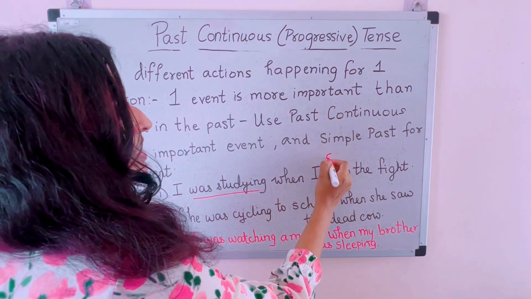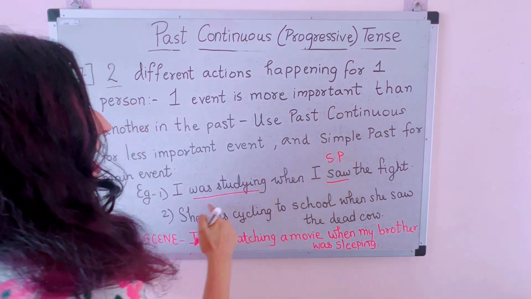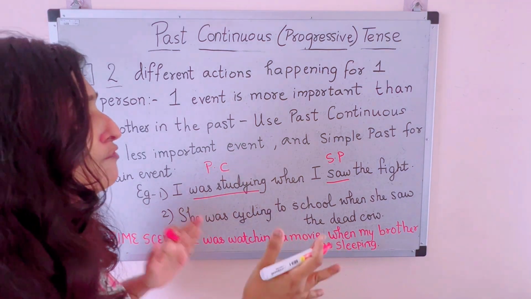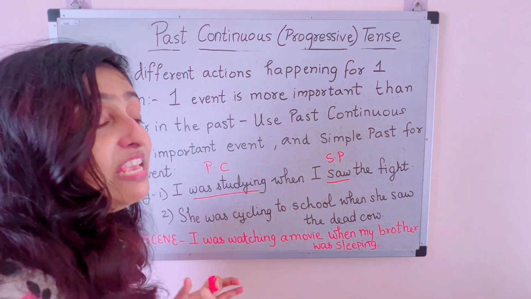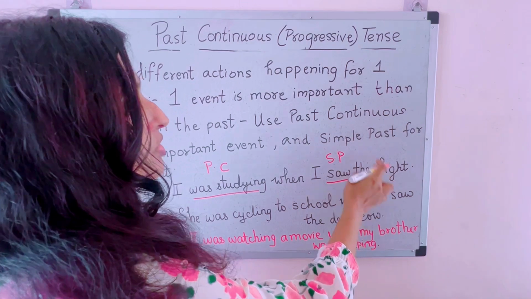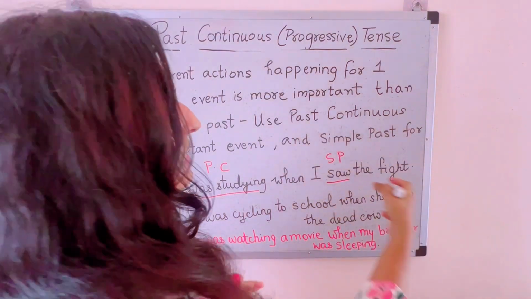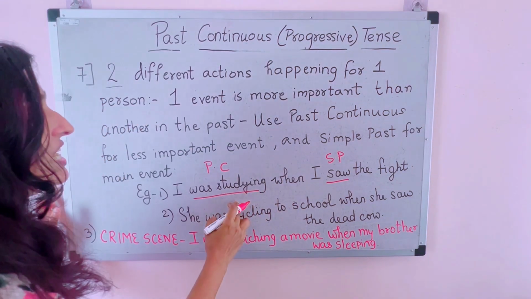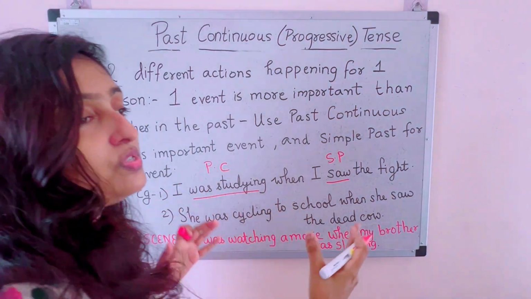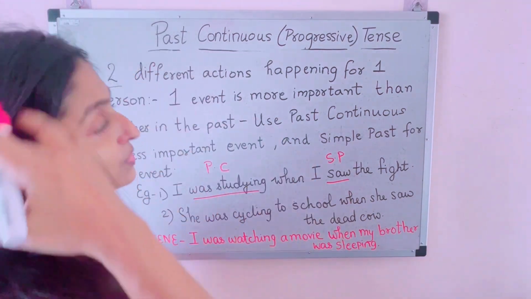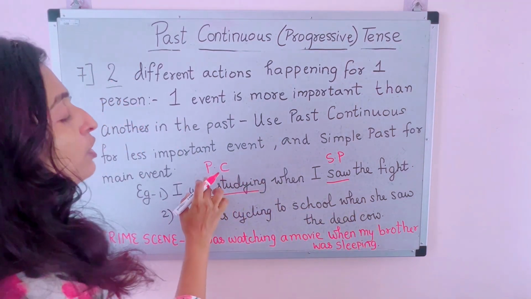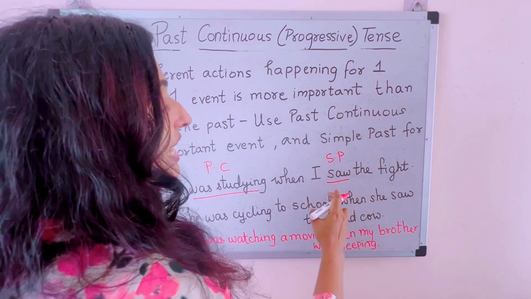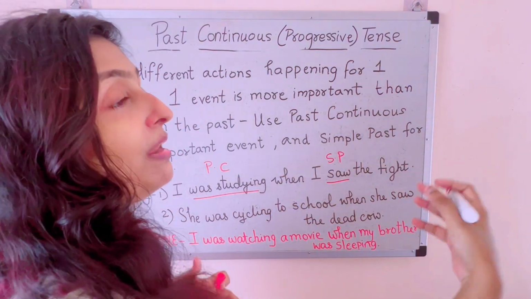So this is in simple past and this is in past continuous. Which is the main event? The fight. So we used simple past tense here. Which is a less important event? That I was studying. So for the less important thing, we use past continuous. For the more important thing, we use simple past.